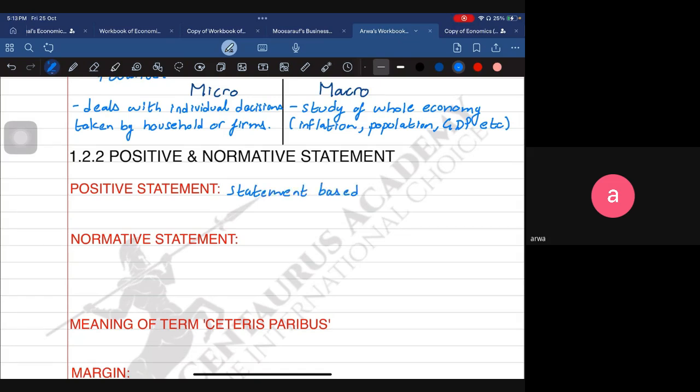So the statement based on empirical evidence or fact is known as the positive statement. Yes, sir. It can be tested, right? Yes, sir.